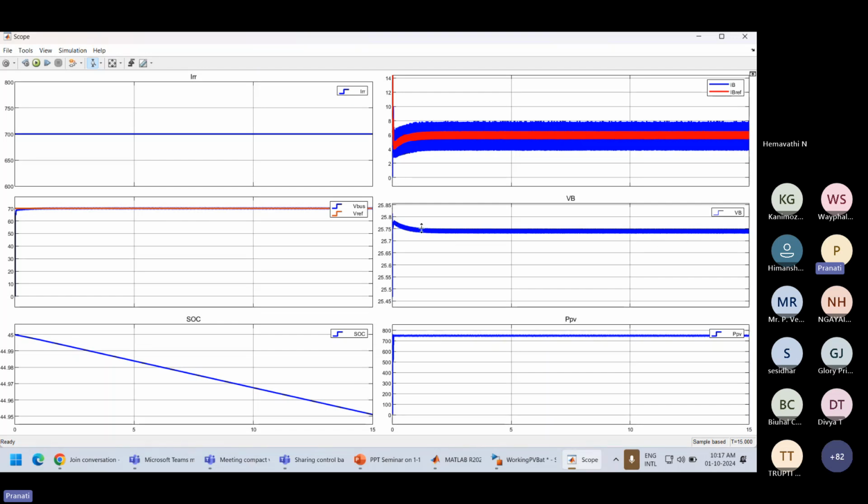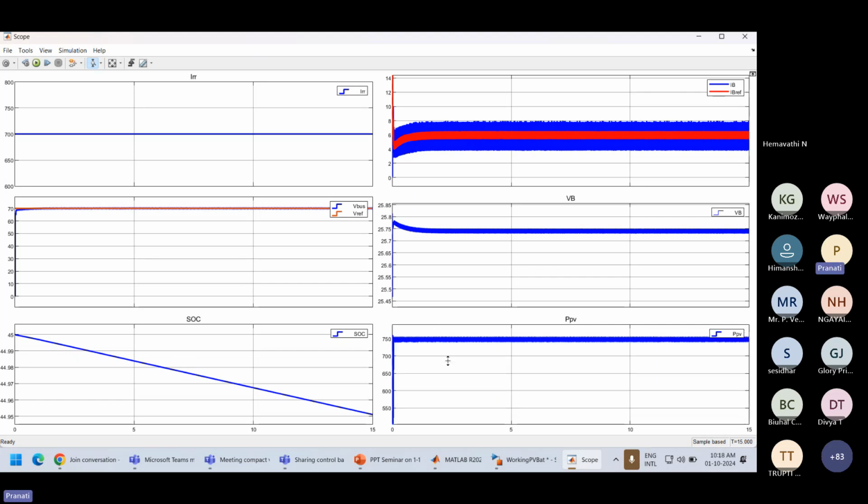See, at 700 watt per meter square, battery is discharging. The battery voltage is also decreasing from the initial value of around 25.78. And PV power, we can see from this graph, is around 740, 750, because 213 we have taken multiplied by 5.